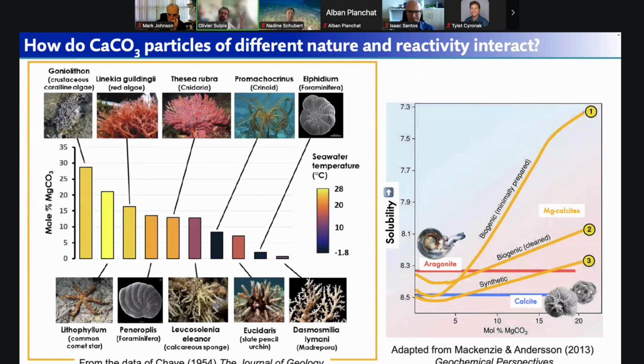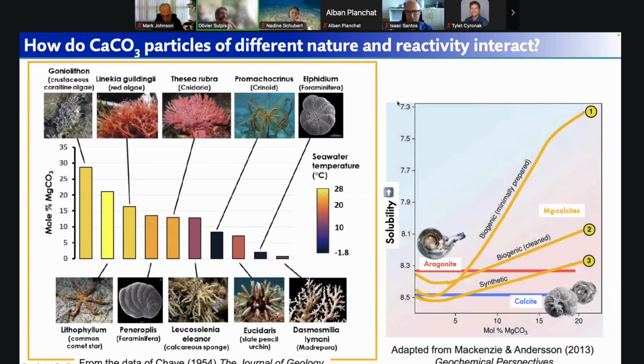Now in shallow environments, it gets even more complicated because you don't just have calcite or aragonite, you have so many different kinds of magnesium calcites. Here you can see a histogram that shows you the percentage of magnesium in the calcite for a bunch of organisms. You can see that there is a relationship with temperature. The warmer the water, the more organisms tend to have a lot of magnesium in their calcite.